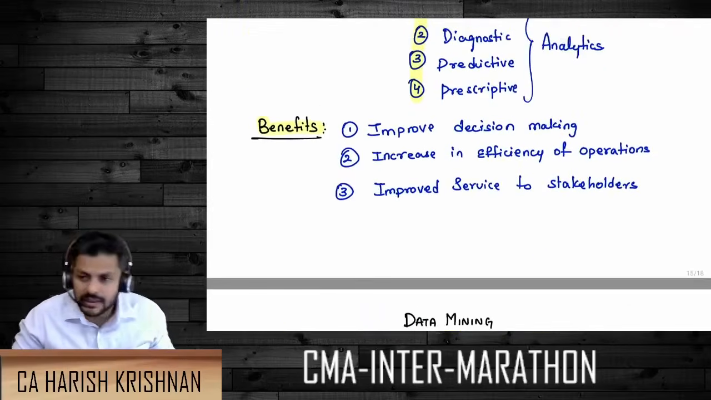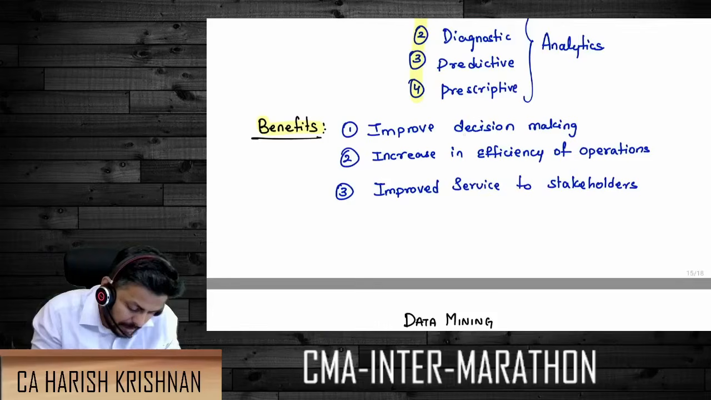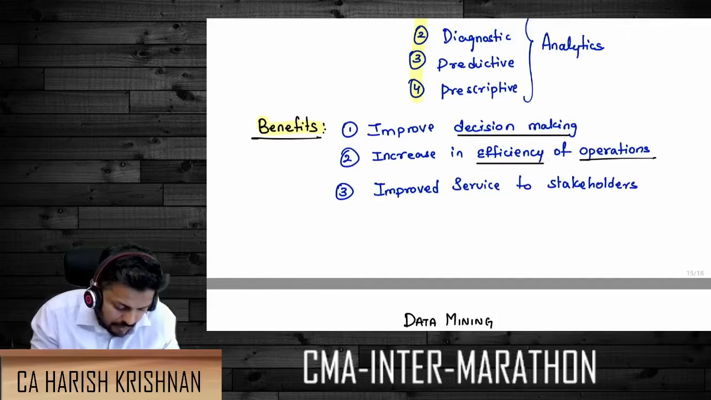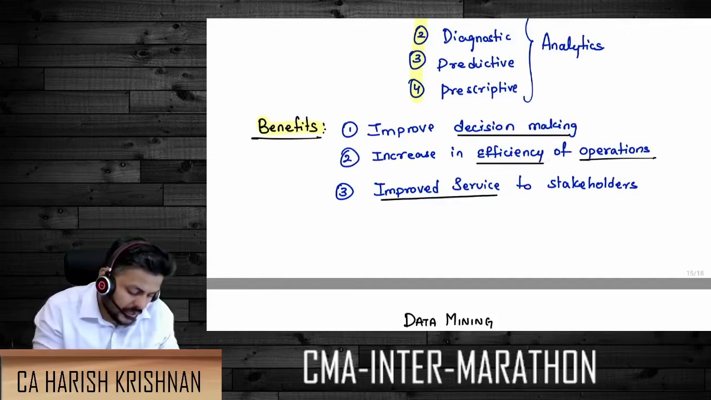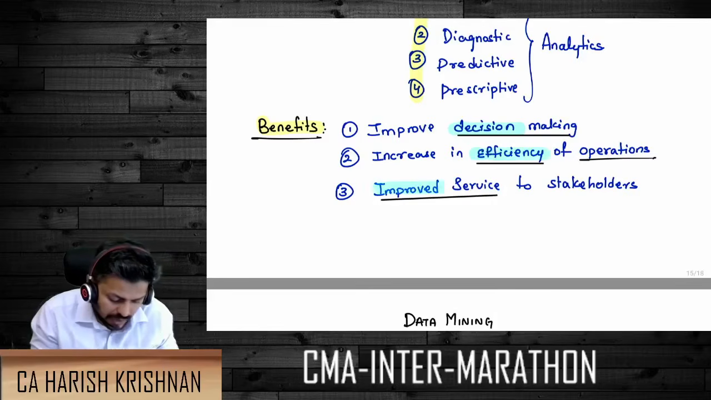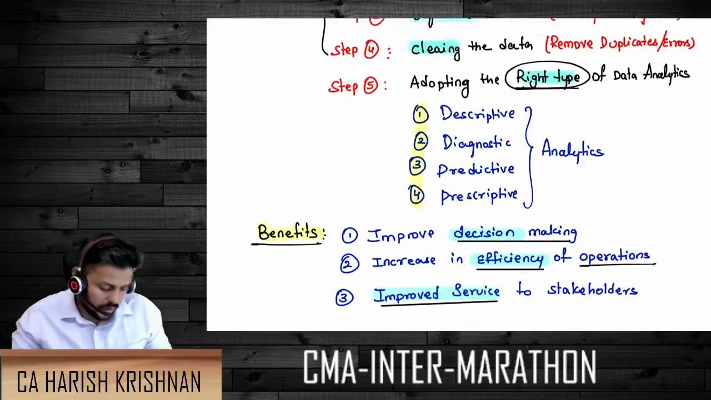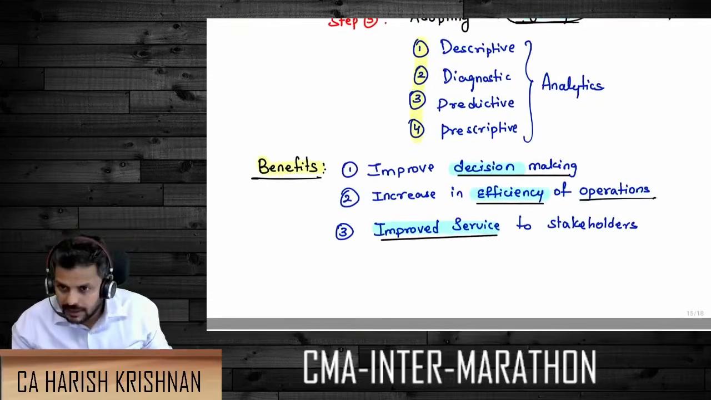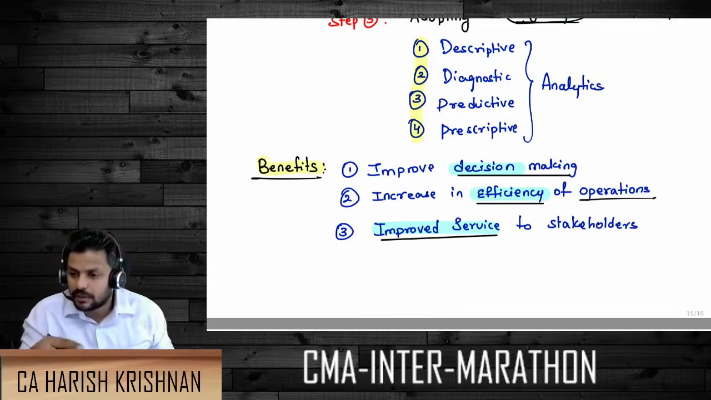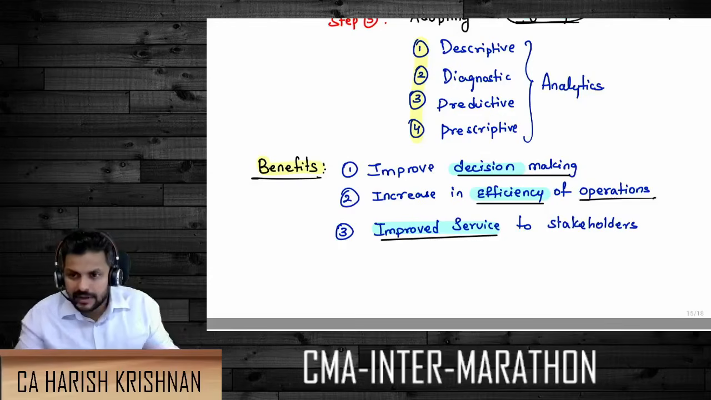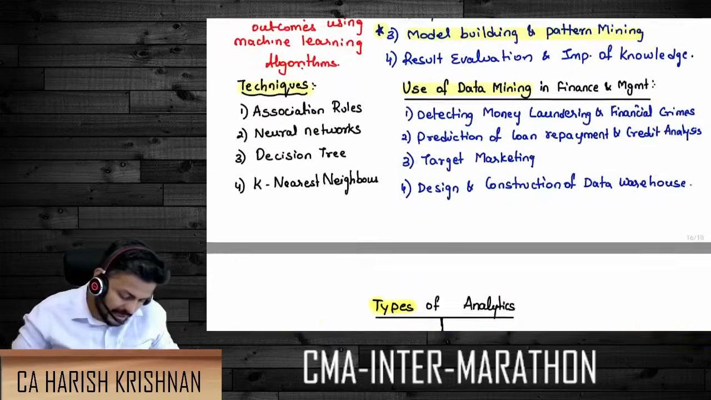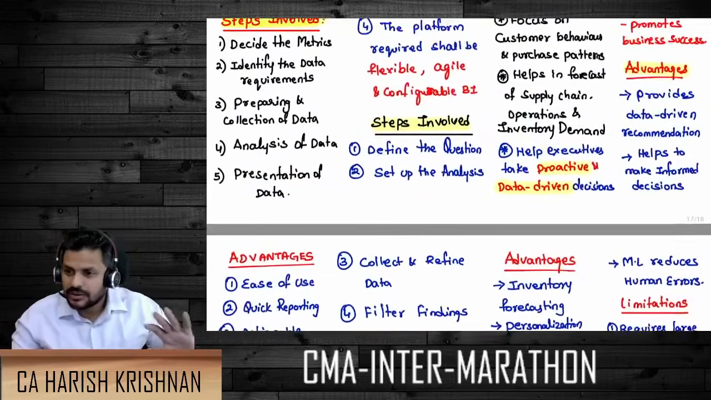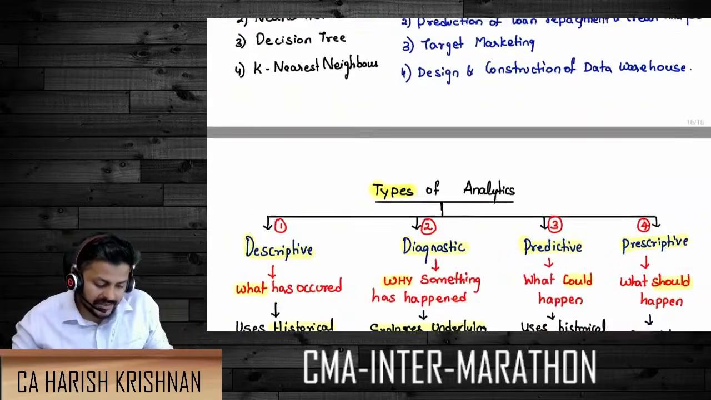What are the benefits of doing this? It improves decision making, increases the efficiency in the operations, and provides improved services to the stakeholders. Decision making, efficiency, improved service to the stakeholders. Small but a very important topic, because that question that you saw with 5 steps has already been asked in the exam. Also, these four analytic types that you see, I have made a 4 column table. Our class students know this, that we have made a very elaborate 4 column table about each of them, with everything covered neatly. So that is something that I want to do as the last topic of our revision.